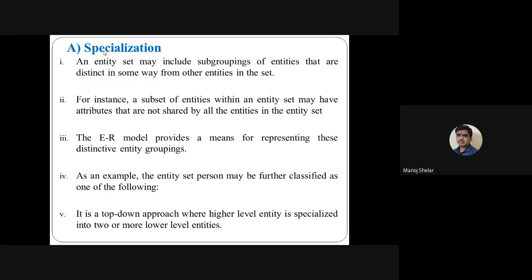Generalization means going from a lower level entity to a higher level entity. One simple example: student to faculty. Dependency goes from student to faculty. Student is a lower level entity, and faculty is a higher level entity. Student to faculty, and faculty to college. This is the bottom-up approach. Top-down approach means simple specialization, and bottom-up approach means simple generalization.